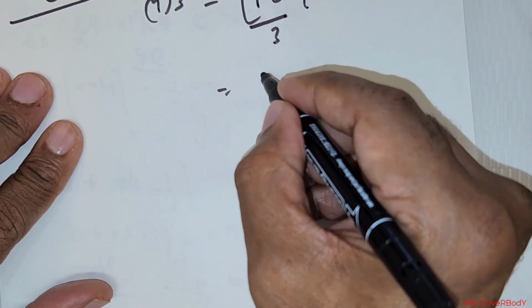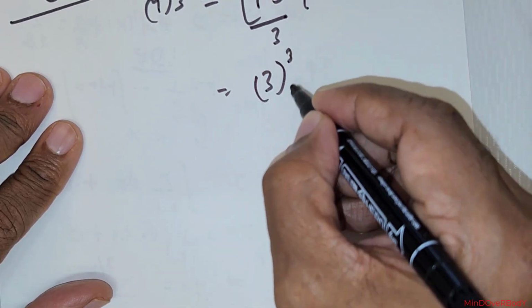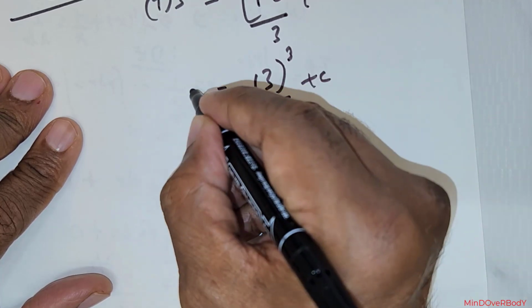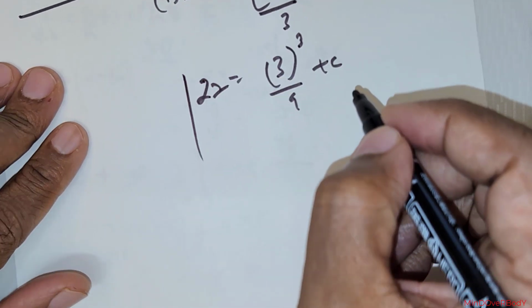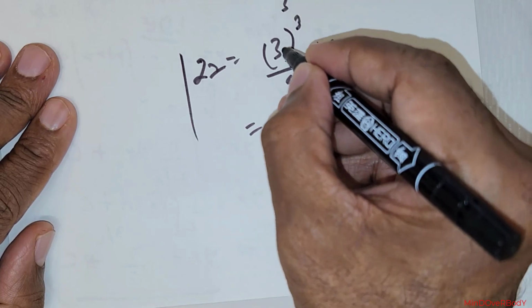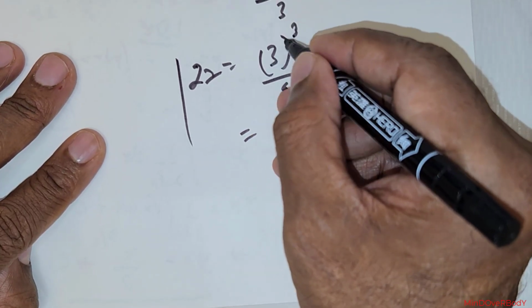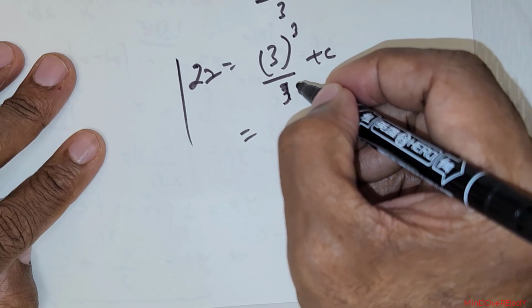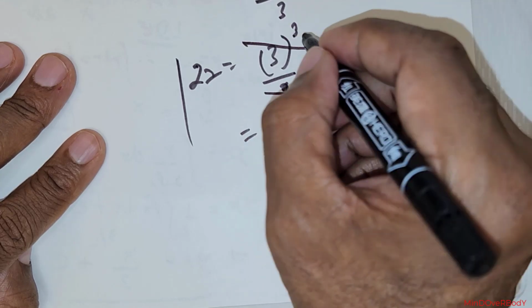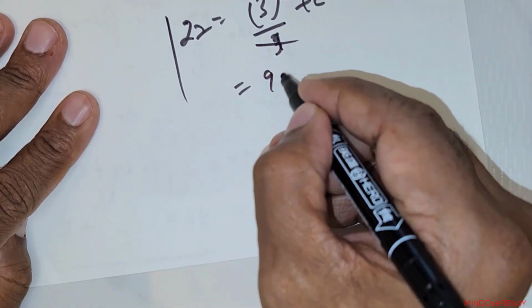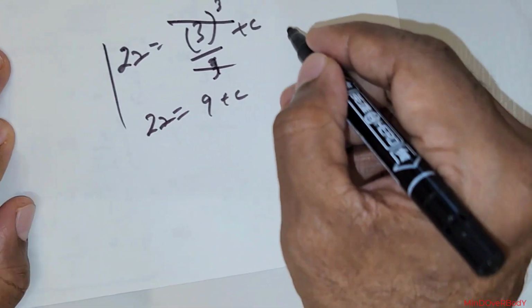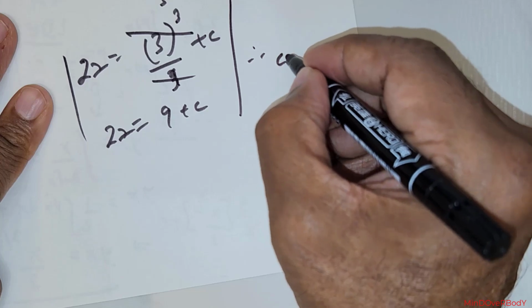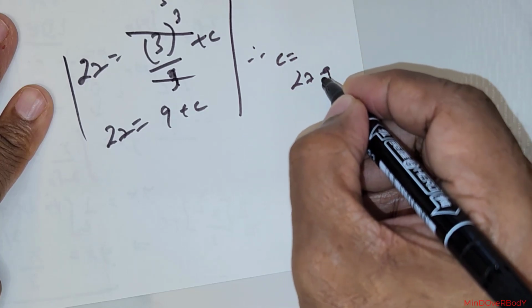Now root of 9 is going to give me 3. 3 raised to the power of 3 divided by 3, plus c. You have 9 times 3 is 27. So this is already 27 and you have a 3 here, right? So 3 divides 27 9 times. So 9 plus c, you have 27 here. So therefore c is equal to 27 minus 9.